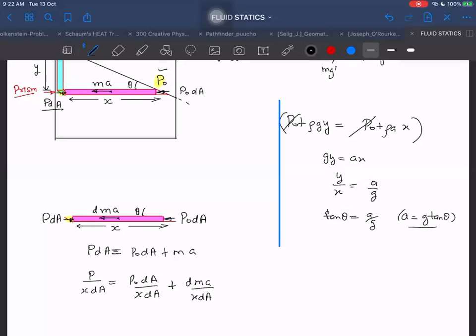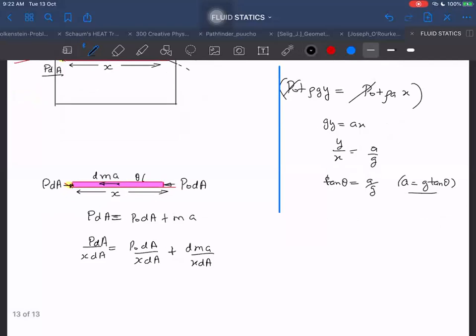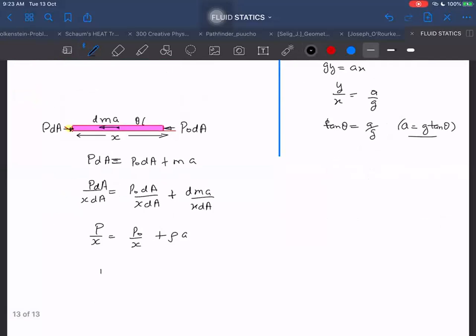Mass upon volume is rho. Then dA cancels. We are left with P by X equals P naught by X plus rho into A. That only we wrote there.